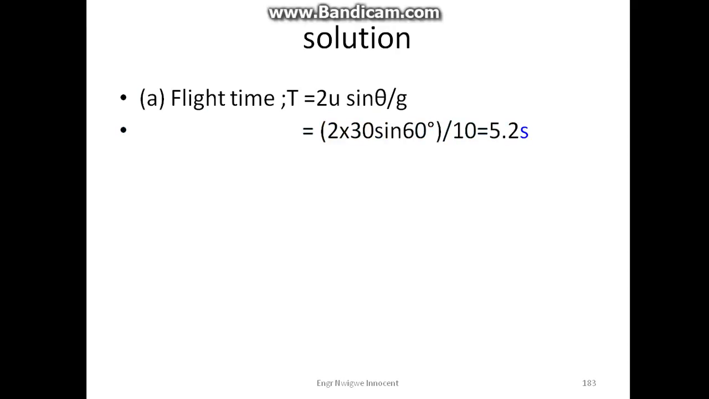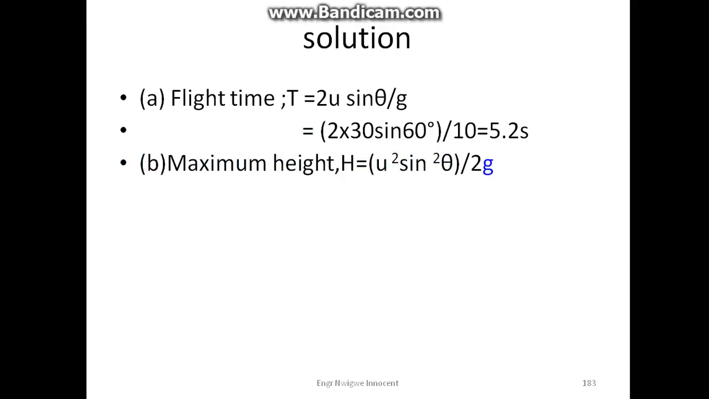Solution. Flight time, capital T, is equal to 2u sin theta over g, which is equal to 2 times 30 sin 60 degrees all over 10, which will give us 5.2 seconds. B, maximum height H is equal to u squared sin squared theta all over 2g, which is equal to 30 squared sin squared 60 degrees all over 2 times 10, which will now give us 33.37 meters.